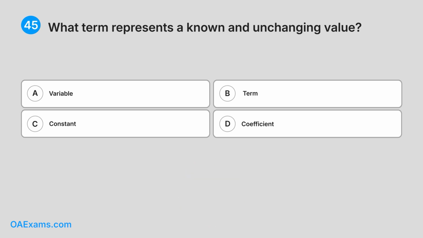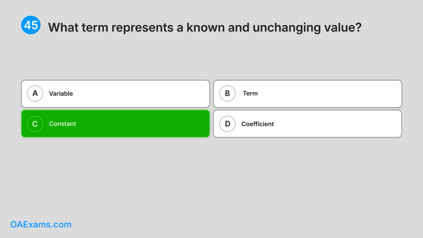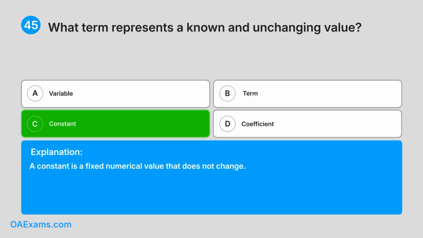Correct answer. C. Constant. Explanation. A constant is a fixed numerical value that does not change.